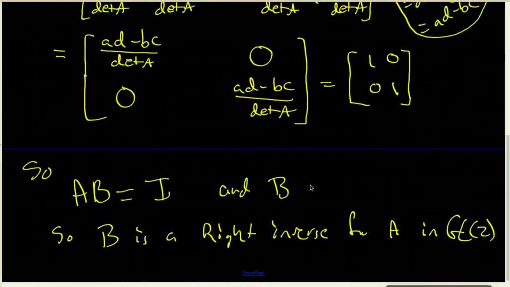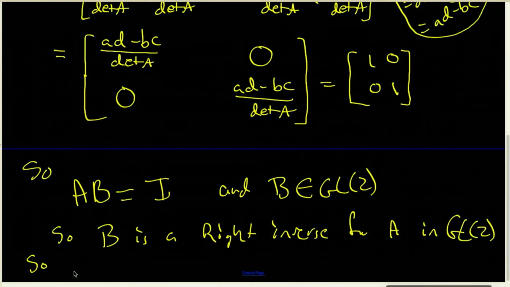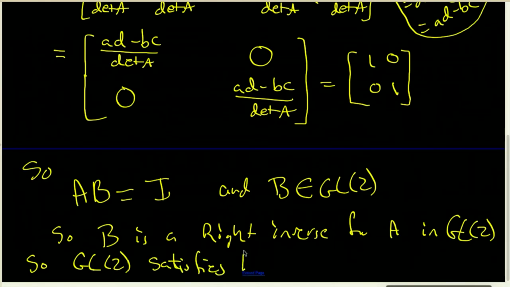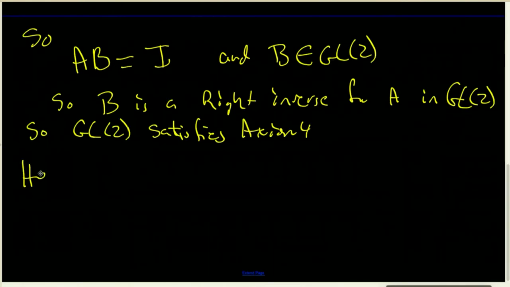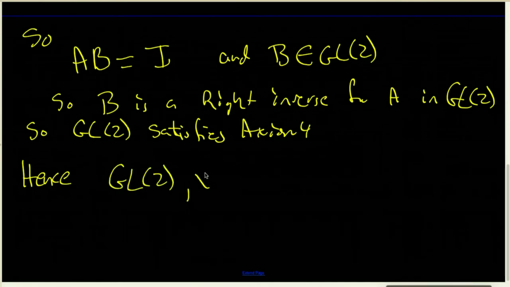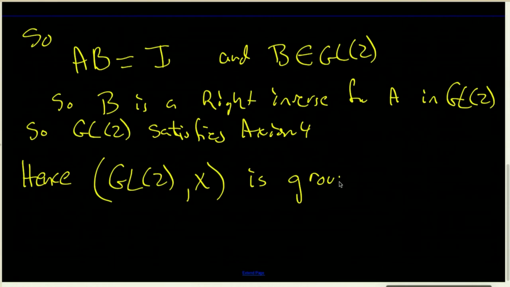Let's remind ourselves that B is indeed inside GL2. And that means that GL2 satisfies axiom 4, and hence GL2 under its multiplication satisfies all 4 axioms, and this thing is indeed a group.